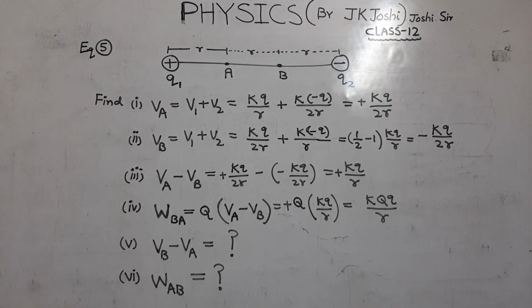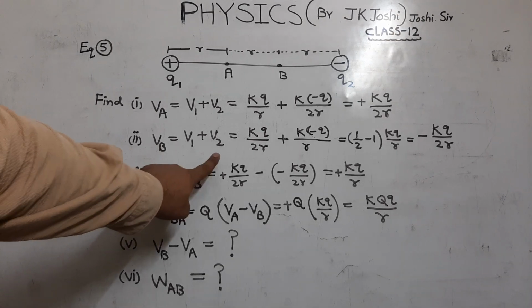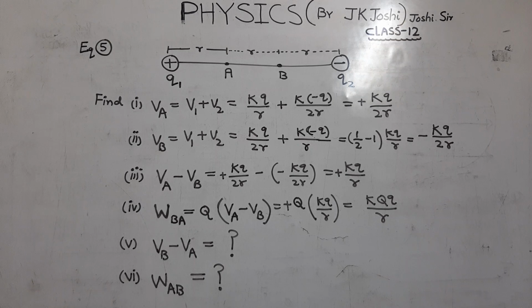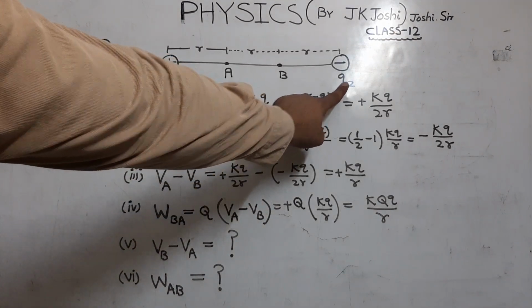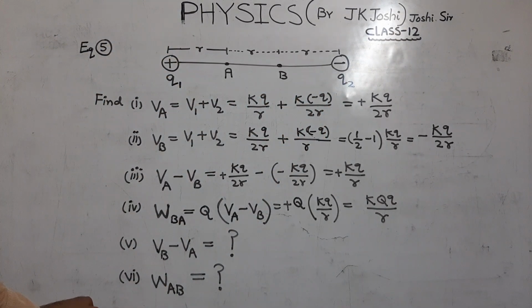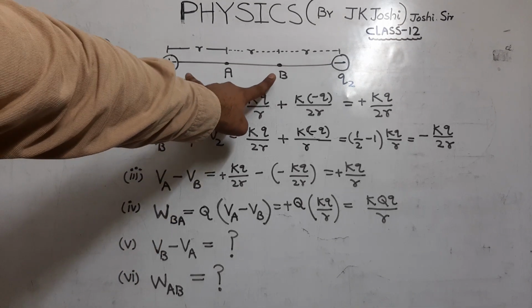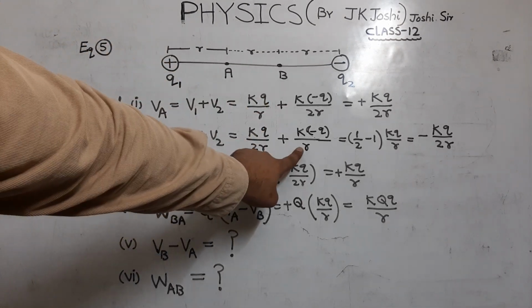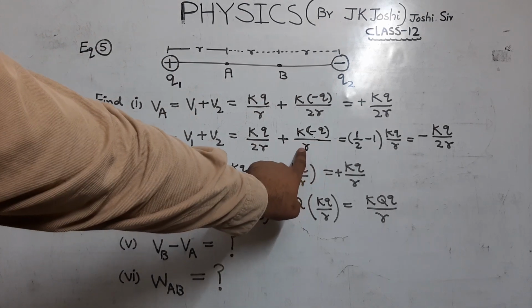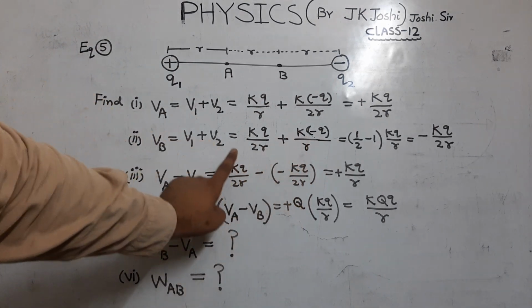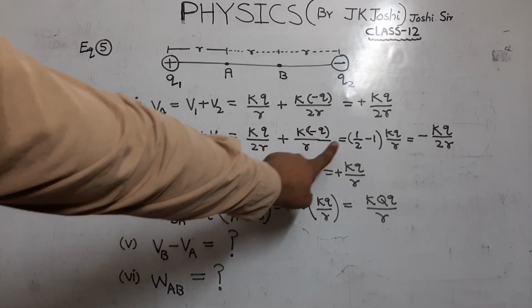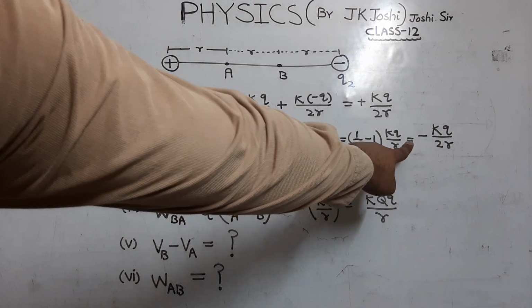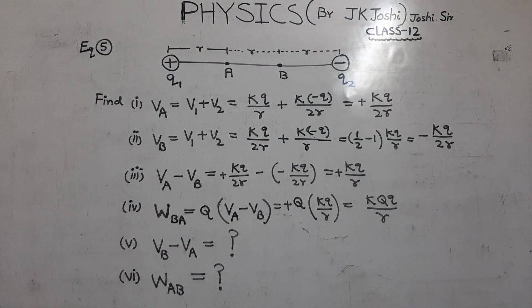Whereas for point B, potential again adds V1 and V2. The point B is at distance 2r from the charge Q1, and from the negative charge, it is at distance small r only. So this is plus half and minus 1, finally we obtain minus half kq by r.